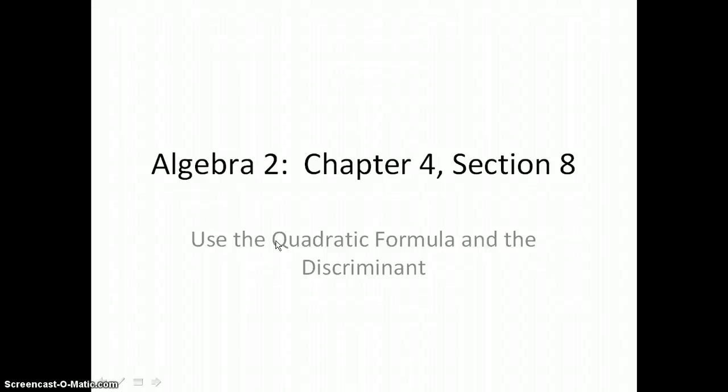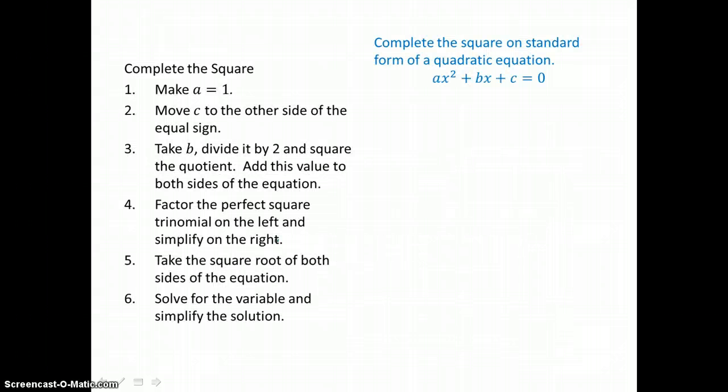In lesson 4.8, you will use the quadratic formula and the discriminant. Here we're going to complete the square on standard form of a quadratic equation, which is ax squared plus bx plus c equals 0. So our first step is to make sure that our a value, or our value multiplied to x squared, is 1. So we're going to divide every term by a.